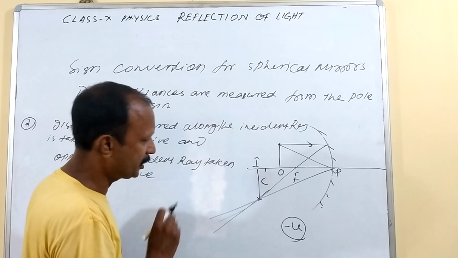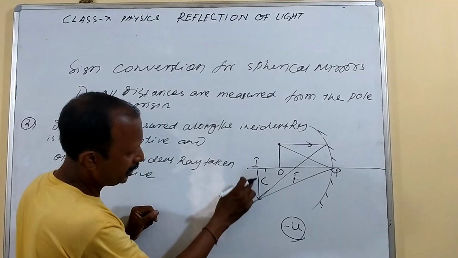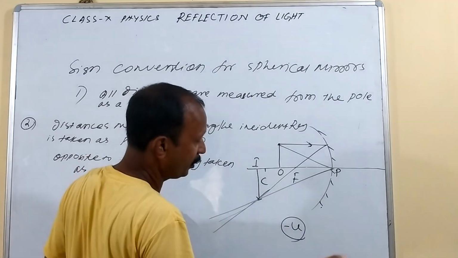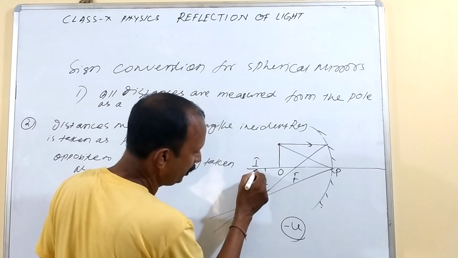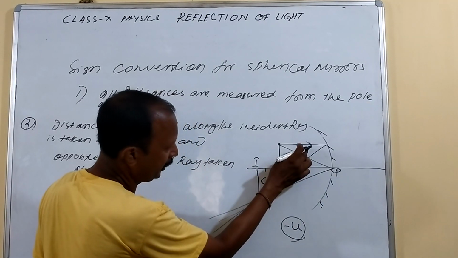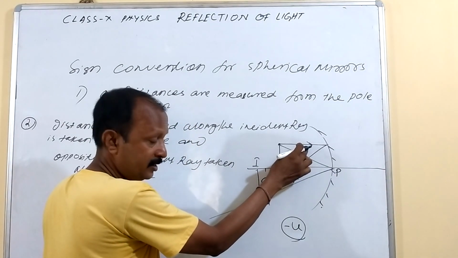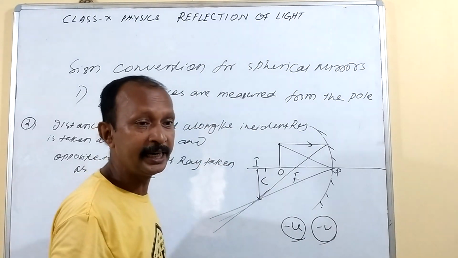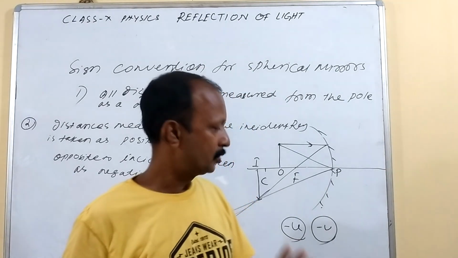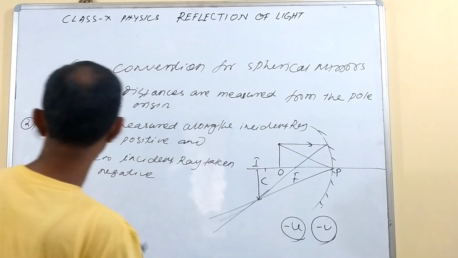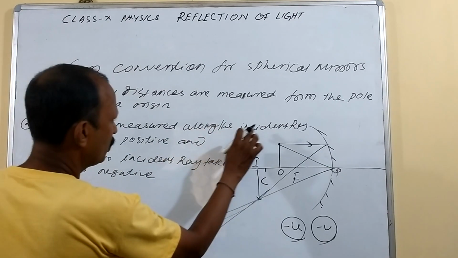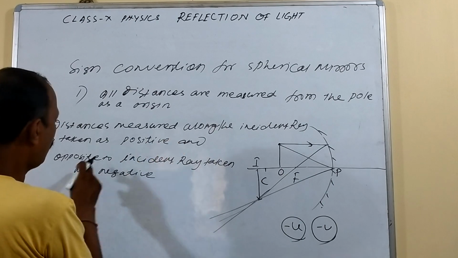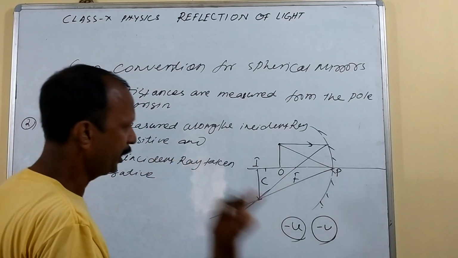What about the image distance? The image is here. Real image. Inverted. Now, the image distance also I shall measure from pole to image. Pole to image, it is opposite to the incident ray. So here also the image distance is taken as negative. Okay. So this is about the second point. Distances measured along the incident ray are taken as positive and opposite to the incident ray taken as negative.